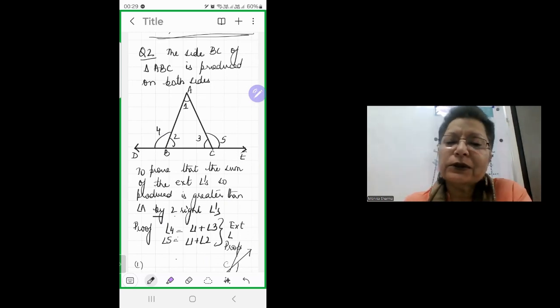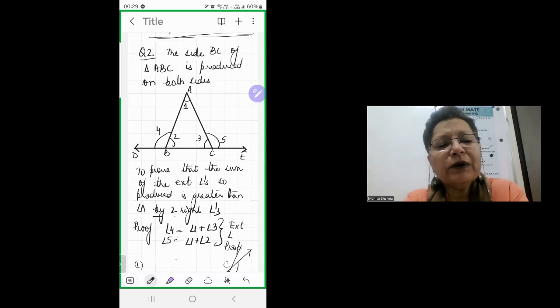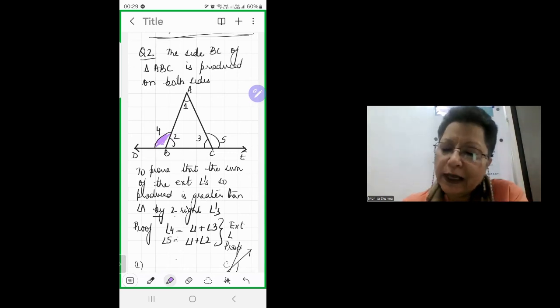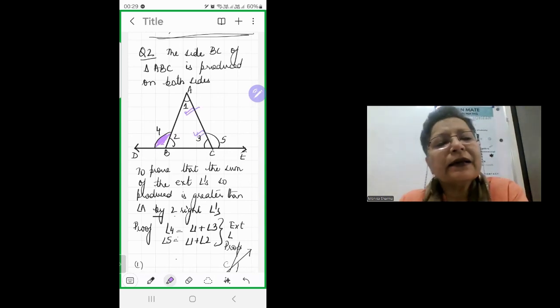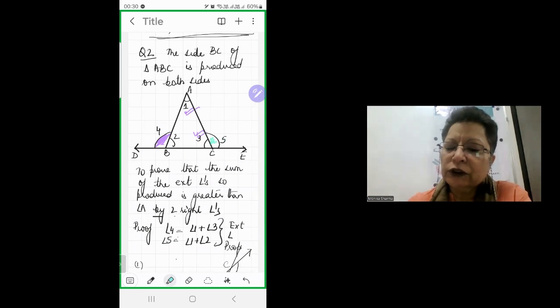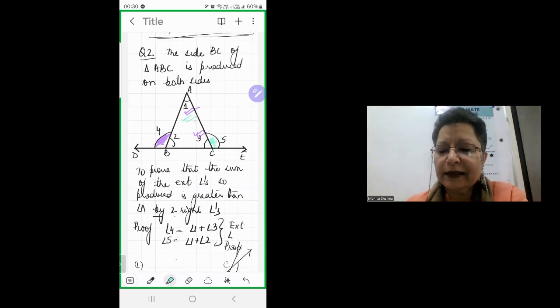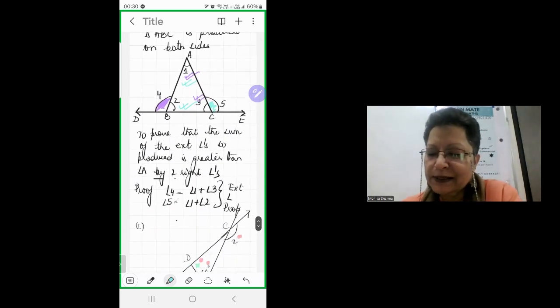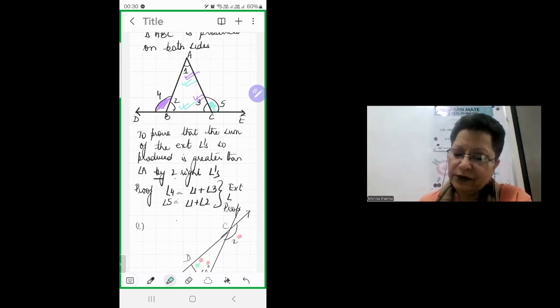So let's start. As I told you, we have to write down what needs to be found out, draw the diagram, then proceed with the proof. Angle 4 here should be equal to angle 1 and angle 3 by the exterior angle property. Similarly, angle 5 here should be equal to angle 1 and angle 2. So this is what has just been written for you, that 4 is equal to 1 plus 3 and 5 is equal to 1 plus 2.